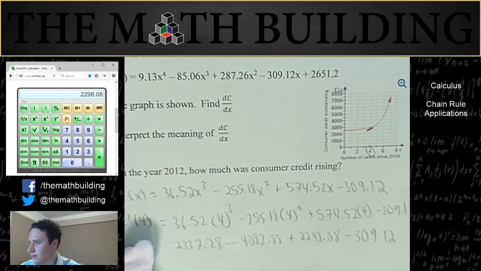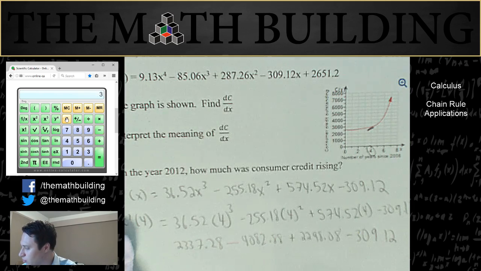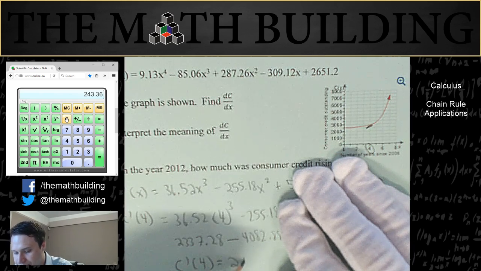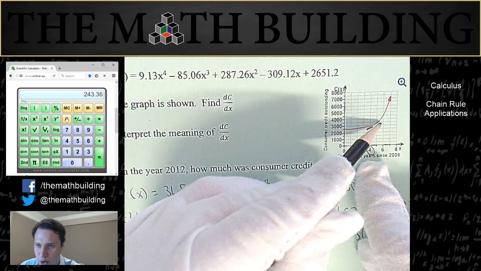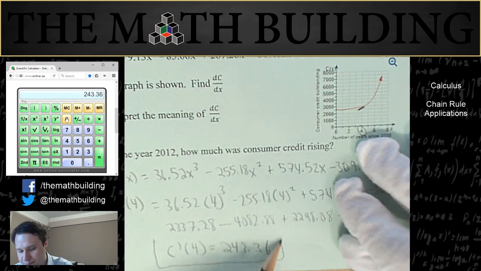So let's calculate the final answer. It's going to be 2337.28 minus 4082.88 plus 2298.08 minus 309.12. So a pretty modest increase in the 4th year of the credit of the country. And we see that the 4th year was kind of before it really took off almost exponentially. And so there's your answer.